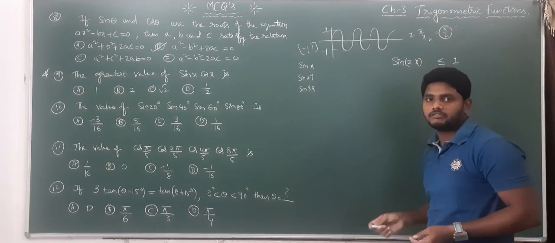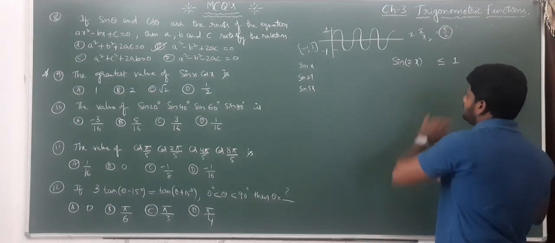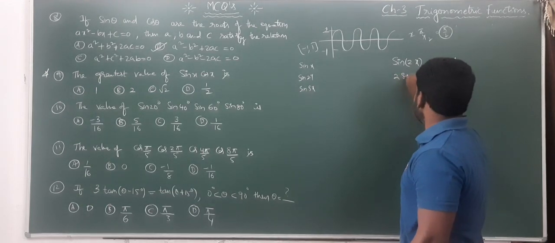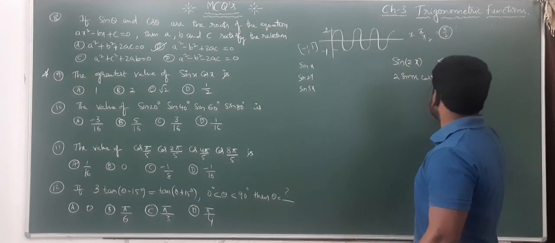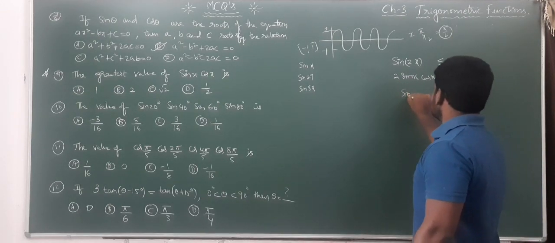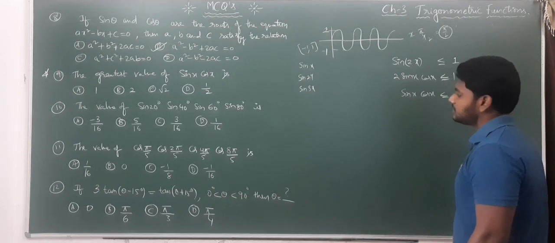In such case it will be equal to 1, but it never exceeds 1. So this was the condition for sin 2x. But we know the sin 2x formula. What is sin 2x? 2 sin x into cos x is less than or equal to 1. So the 2 you send this side: sin x into cos x is less than or equal to 1 by 2.